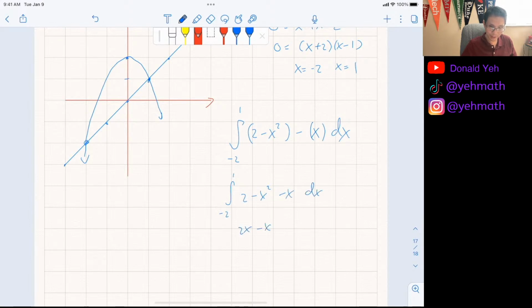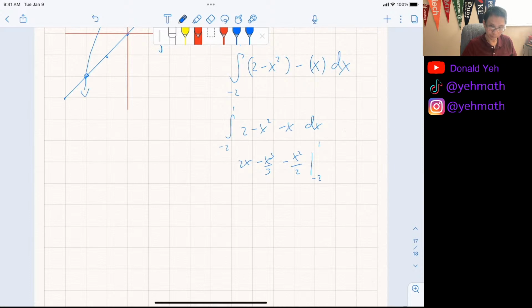That'll be 2x minus x cubed over 3 minus x squared over 2, between 1 and -2. Is that okay? I'm going to do a common denominator, so I'm going to show you the trick. Pay attention to the trick. 2 times 1 minus 1/3 minus 1/2, right? Minus, for -2, it's -4. And this one is -2 to the third, so -2 to the third is -8. So it's going to be positive 8 over 3.